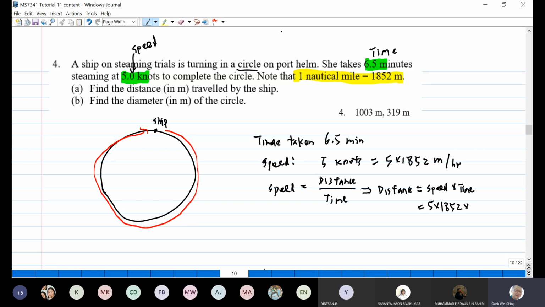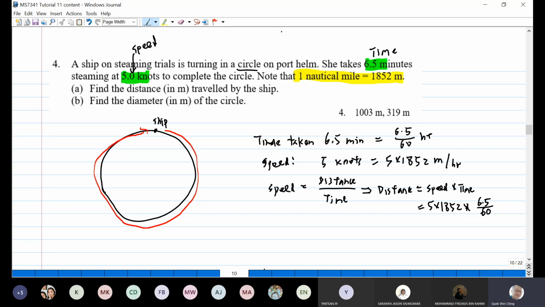How much time? This is in minutes. In terms of hours, 6.5 minutes, and 1 hour is 60 minutes, right? So it's 6.5 over 60 hours. Okay, turn it into hours here. So actually this is 6.5 over 60.